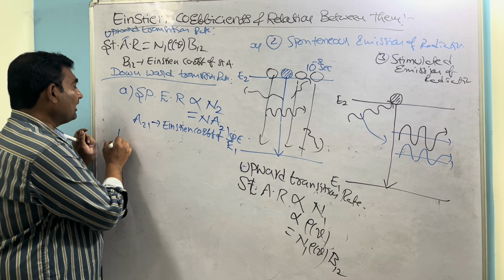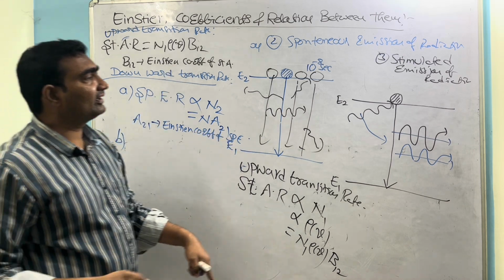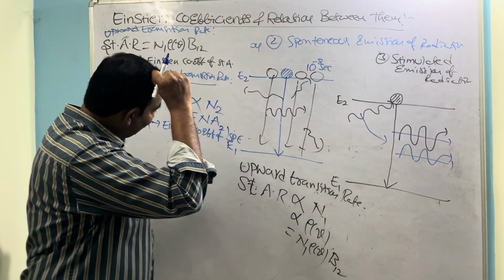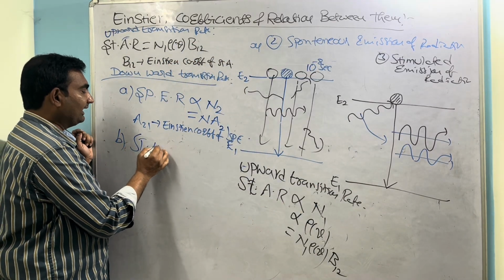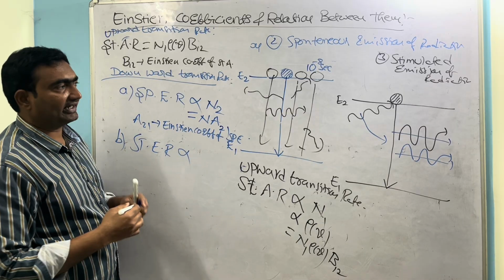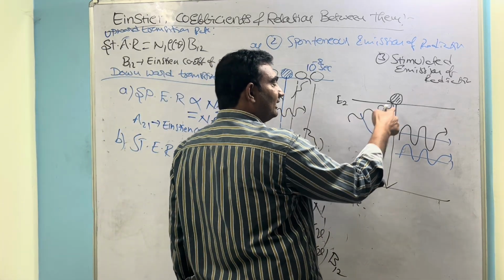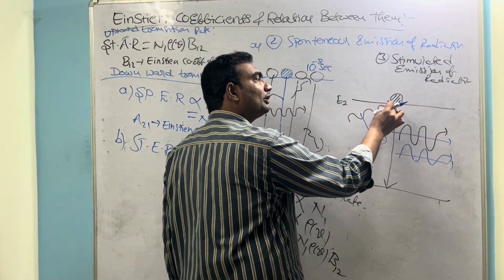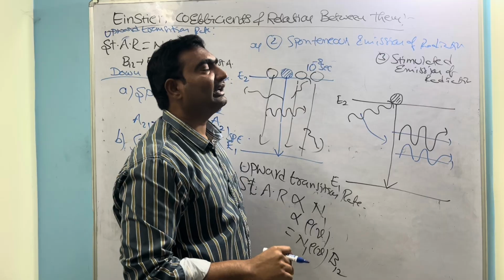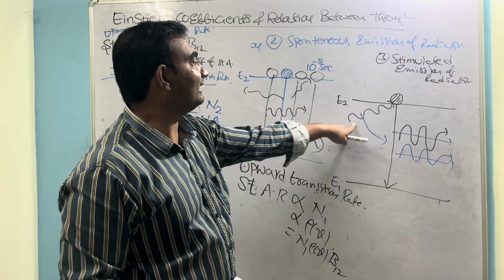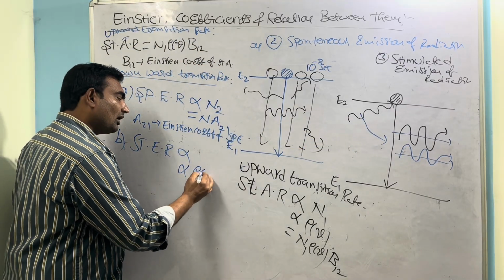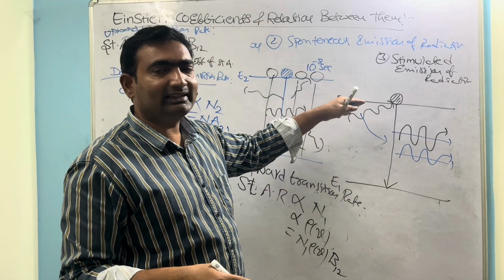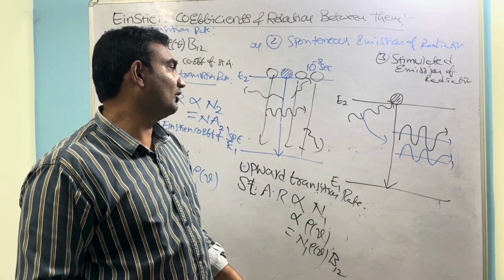So the second kind of downward transition is stimulated emission of radiation. This stimulated emission of radiation depends upon what factors? You are already aware that in order for stimulated emission to happen, I need to supply an external photon to stimulate the atom before its lifetime. So it depends upon rho of nu. If you supply 10 photons, then obviously 10 atoms de-excite to the ground state.